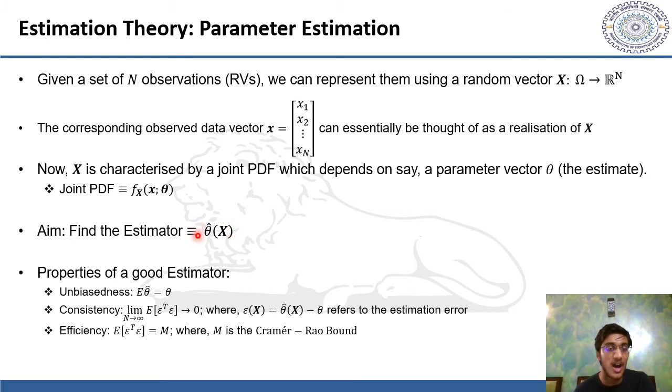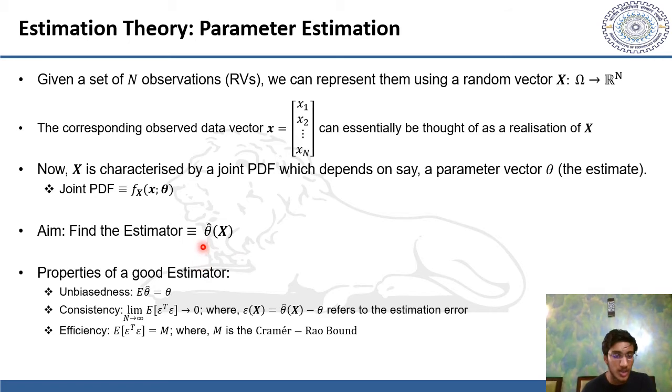So we know that it is a function of the random variable x, such that when theta cap operates on x, because it is essentially a function, it should, for x taking on these observed values small x, generate the estimates of the parameter vector as this theta, which is the actual estimate.